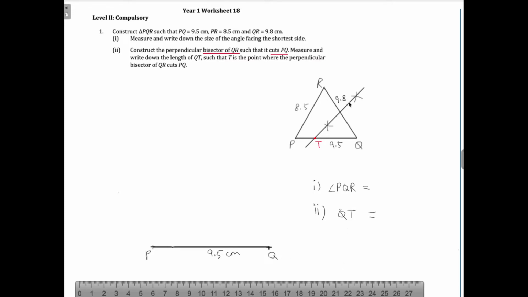Next, we want to construct the side 9.8. To do that, we bring the compass to the ruler and take a measurement of 9.8 cm, transfer it to the point Q, and mark an arc of 9.8 cm.